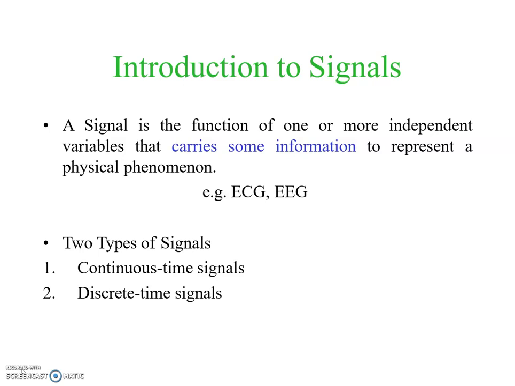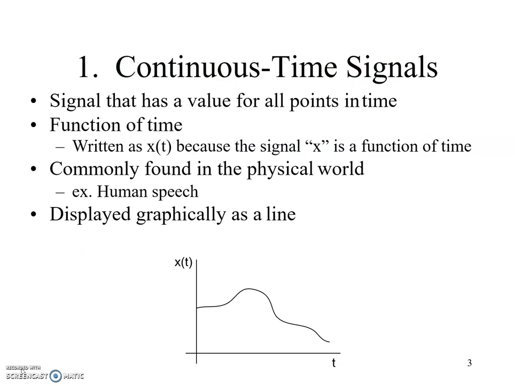Mainly, there are two types of signals. The first one is the continuous time signal. The second one is the discrete time signal. First, we are going to focus on continuous time. In a continuous time signal, the signal has a value for all points in time. For every value of time, there is a certain amplitude. The amplitude is continuous, and the time domain is also continuous.